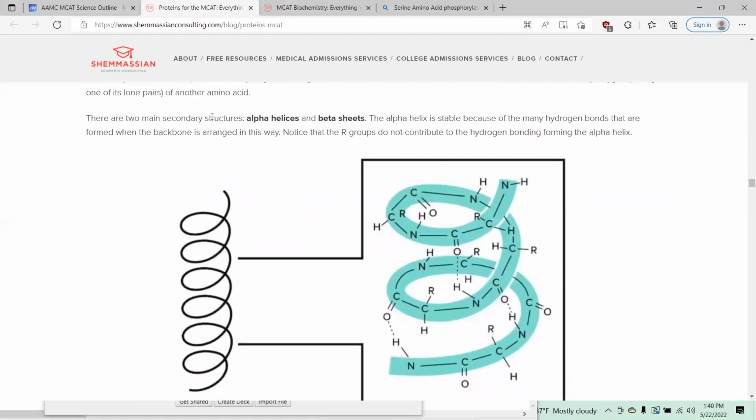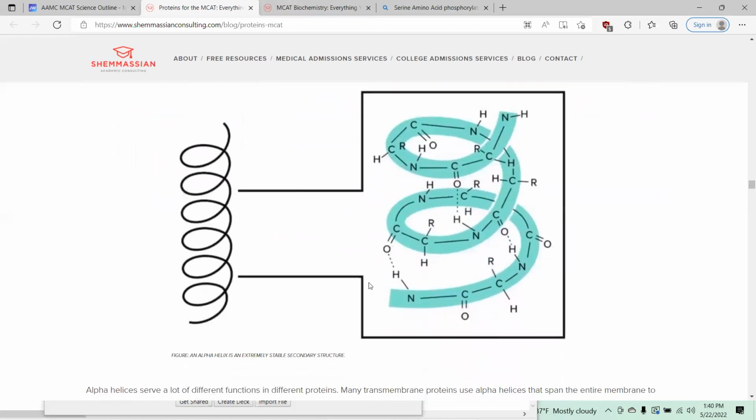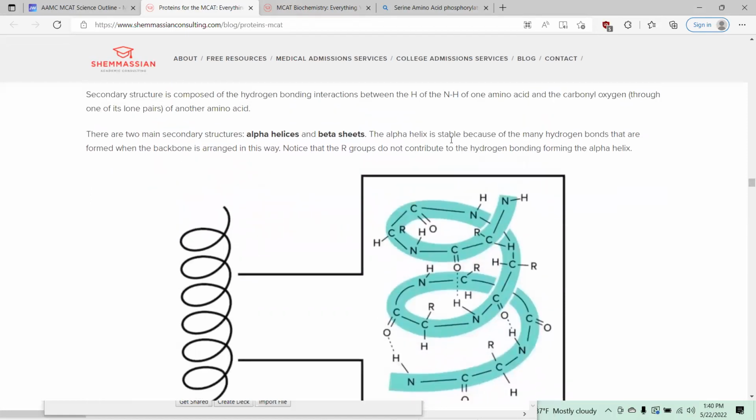Now there are two main structures or patterns or motifs of secondary structure, and that is the alpha helix and the beta sheet. And the alpha helix is this kind of spinny structure that we see. And again, notice that R groups do not contribute to the hydrogen bonding forming the alpha helix. So if they ask, alpha helix, beta sheet, what participates in it? It's not the R groups. It's only the backbone interactions.